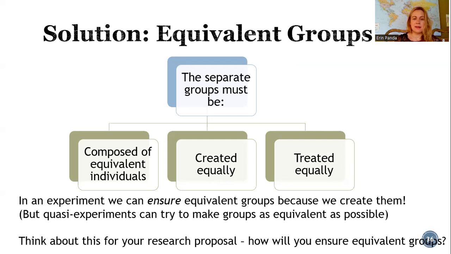They're assigning participants to the groups, and so they have full control over who is going into which group. And so steps can be taken to ensure that the groups are equivalent in terms of those other third variables so that they're not a confound.